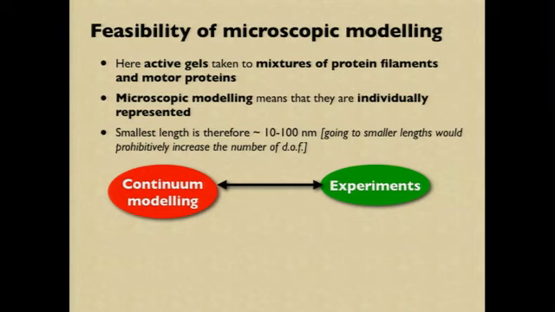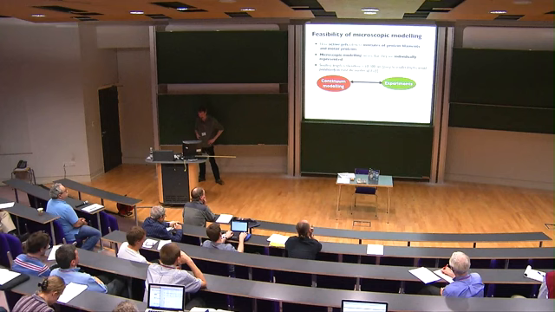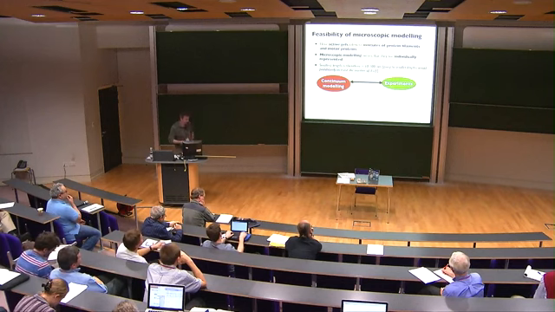Just to define what I mean, by active gel, as I'm sure many of you know, I mean mixtures of protein filaments and molecular motors. I'm going to claim that what I'm doing is microscopic modeling. It's not atomistic, that's still asking way too much. But the motors and the filaments are individually represented. That's what I mean by microscopic. So you're talking about 10 to 100 nanometers at the smallest length.